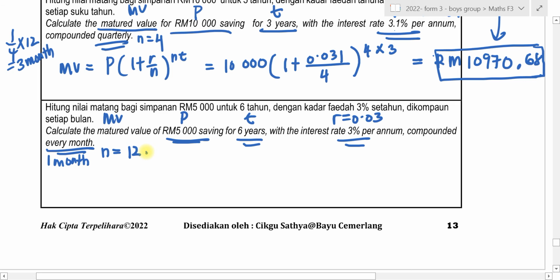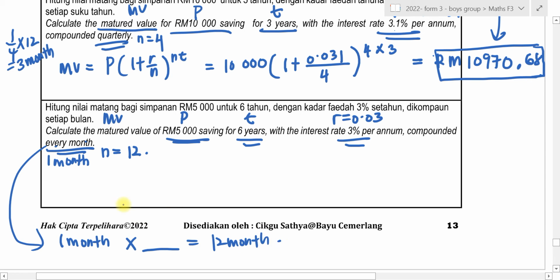Whenever you see compounded every month or every 6 months and you don't understand, you try to interpret like this. They tell every month, means 1 month. So 1 month times what number gets you 12 months? You think about that. 1 month times 12, you get 12 months. This is the value of n. You can think in that way also, so we get everything to be calculated.